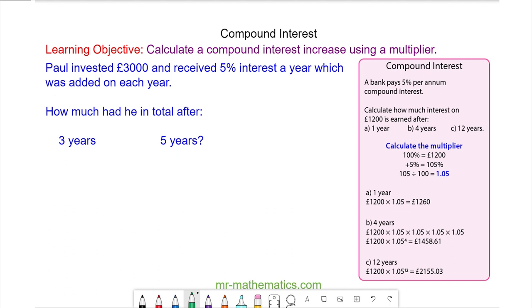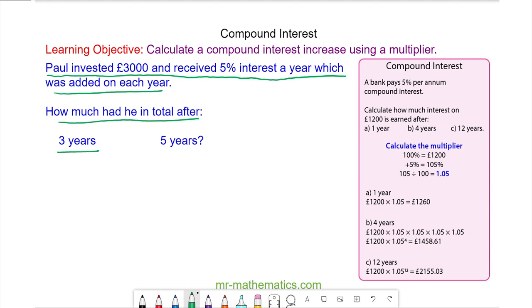And welcome to our lesson on compound interest. So compound interest means you get interest on your interest. We can use this to solve this question here, where Paul invested £3,000 and received 5% interest a year, which was added on each year. How much had he in total after 3 years?